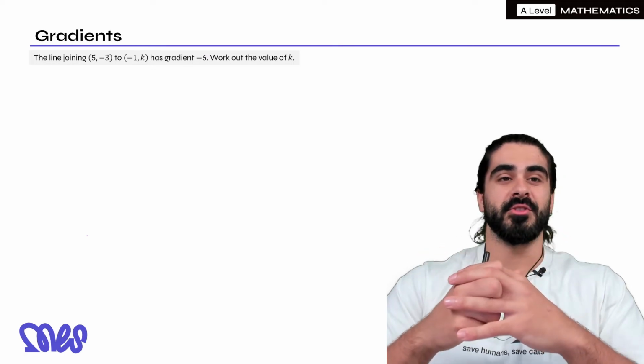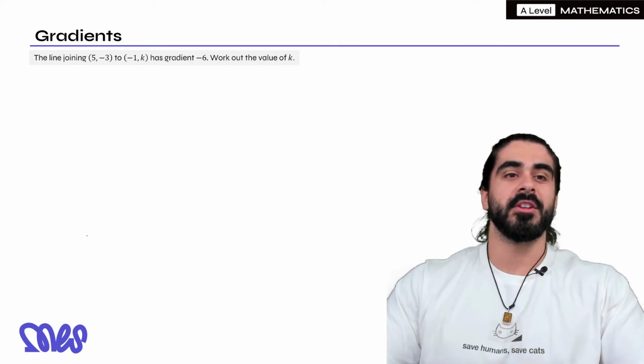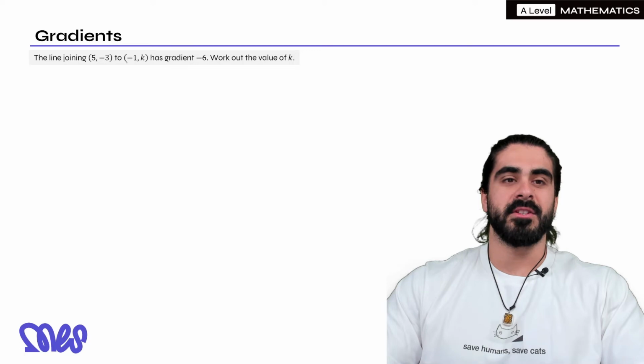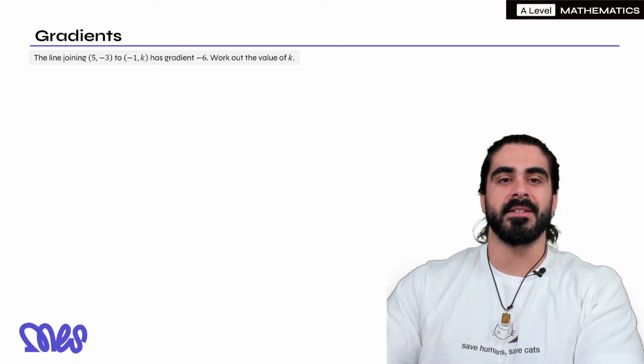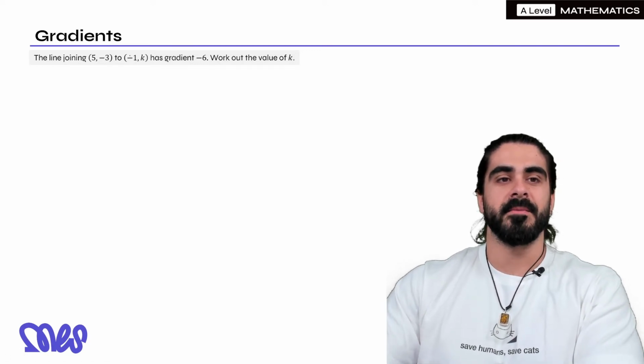First thing we're going to look at is gradients. So the line joining (5, -3) to (-1, k) has gradient -6. Work out the value of k.